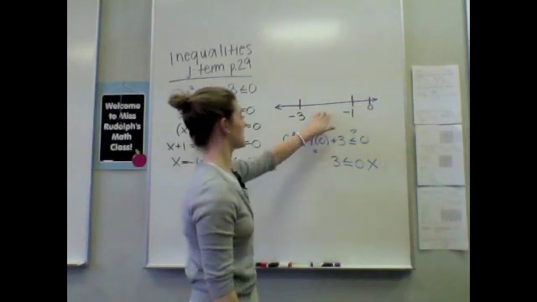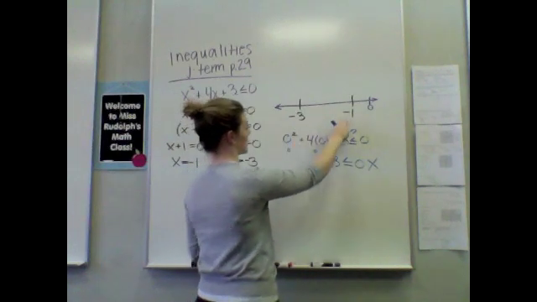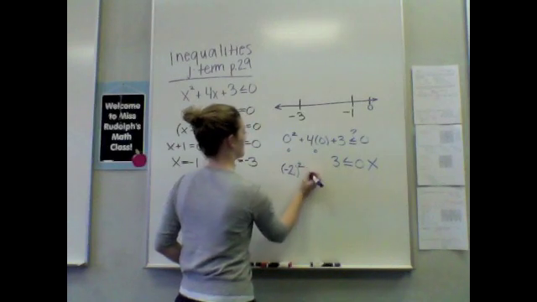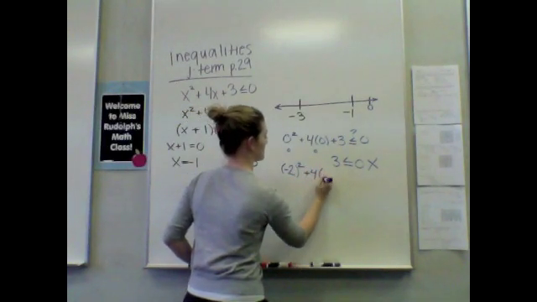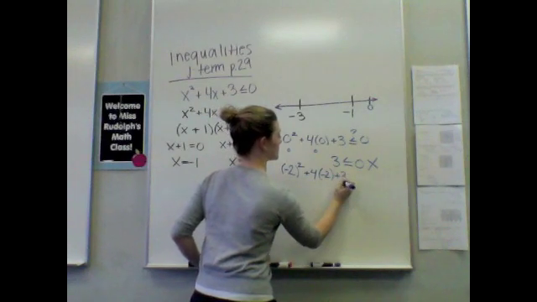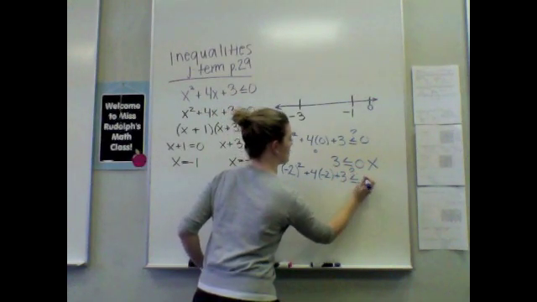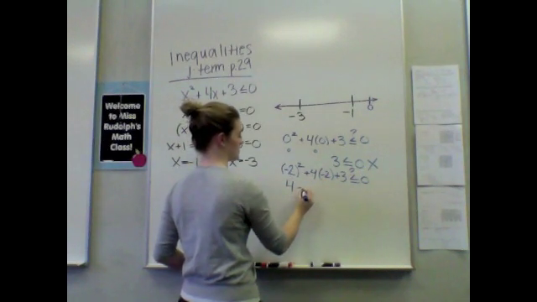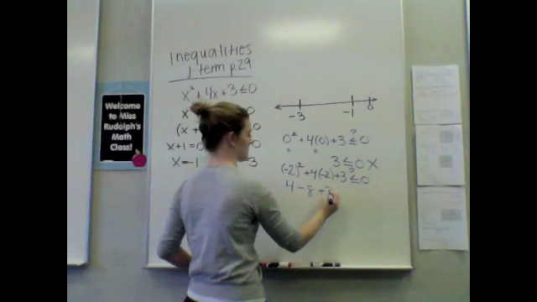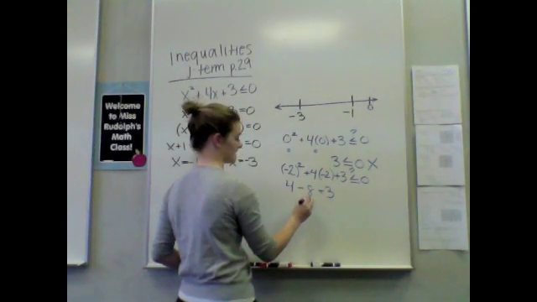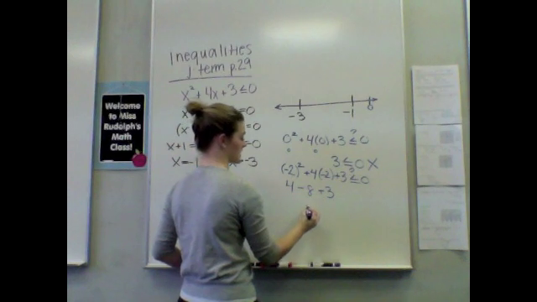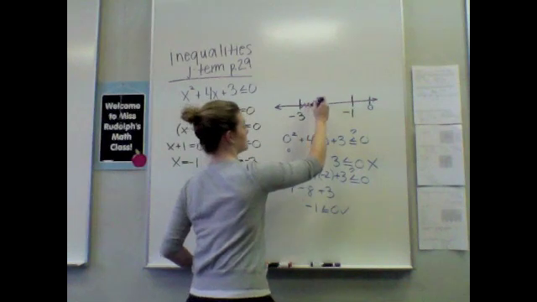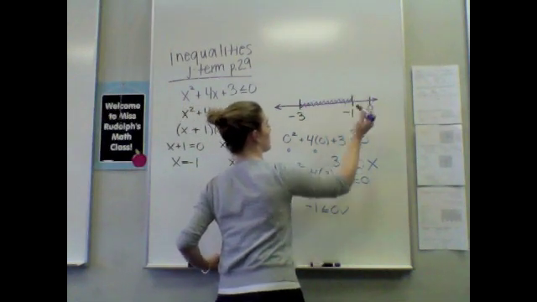The next thing I'll do is let's plug in -2 because it is a value between -3 and -1. So if I plug in -2 into my original quadratic, we have -2 squared plus 4 times -2 plus 3. Once again, I'm questioning whether it's less than or equal to 0. -2 squared is 4. 4 times -2 will be -8 plus 3. So 4 minus 8 is -4, and -4 plus 3 is -1. -1 is less than 0. So I know that values between these will for sure hold.